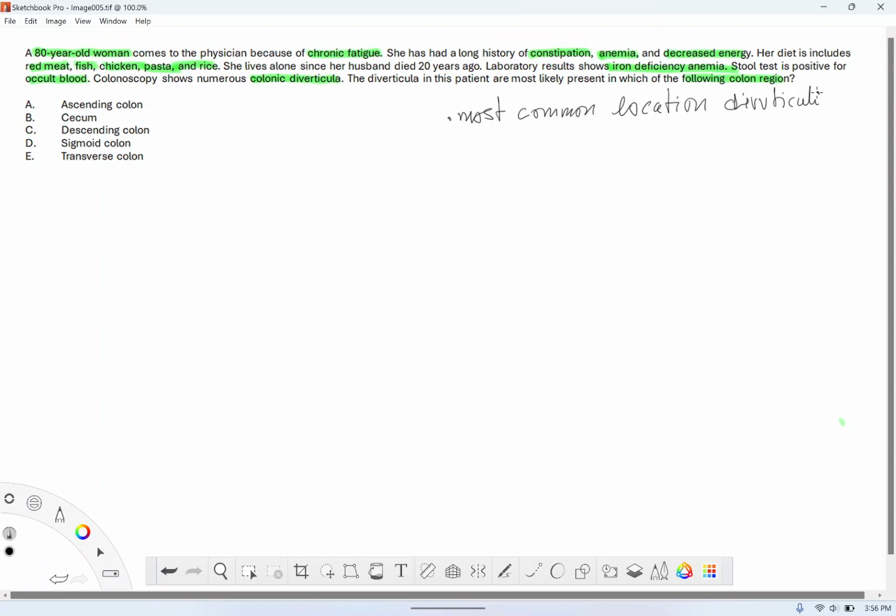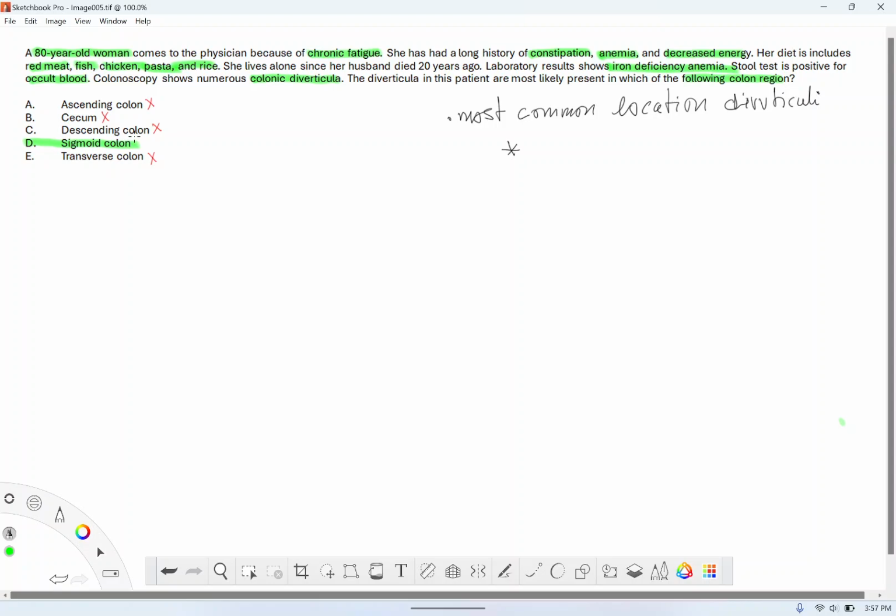Diverticulus is one, diverticuli is none, right? The most common location, just strictly memorization, is rectum. Do we have rectum here? If you don't have rectum, then it will be sigmoid colon. Next one, yep, we have that. Okay, so let me go over this. Ascending colon, no. Cecum, no. Descending colon, no. Transverse colon, no. Sigmoid colon, yes. Sigmoid colon.